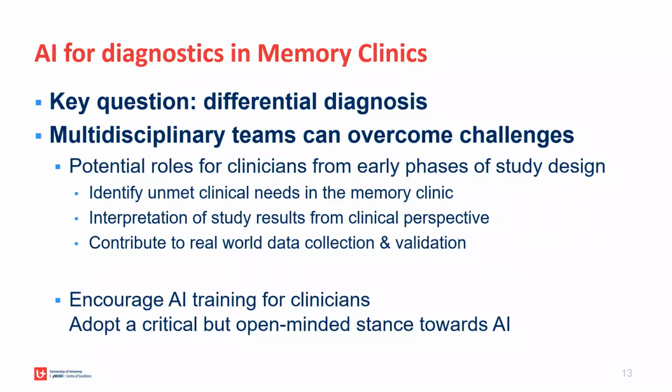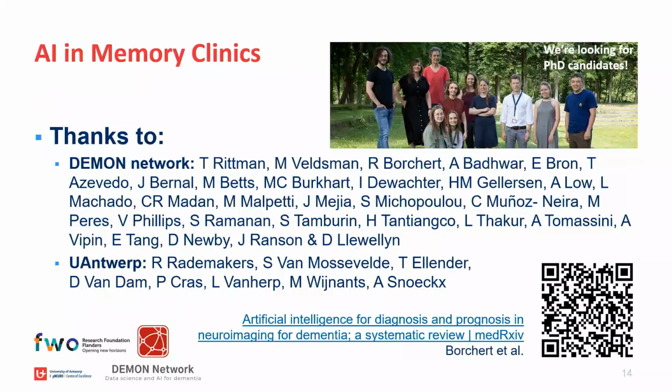So to conclude, one of the key questions in the memory clinic in which AI can play a role is differential diagnosis of neurodegenerative diseases. I think multidisciplinary teams are ideal to overcome such challenges and to implement AI tools for the memory clinic. The potential roles I see for clinicians are to identify unmet clinical needs in the memory clinic, to interpret study results, and to contribute to real-world data collection and validation. Also, I think it's worth our while to encourage AI training for clinicians so they can adopt a critical but open-minded stance towards AI tools.